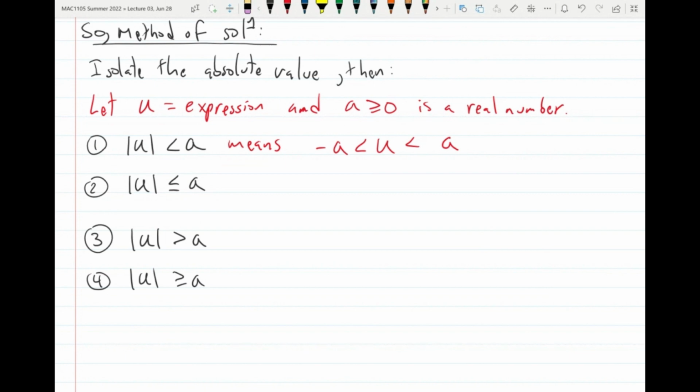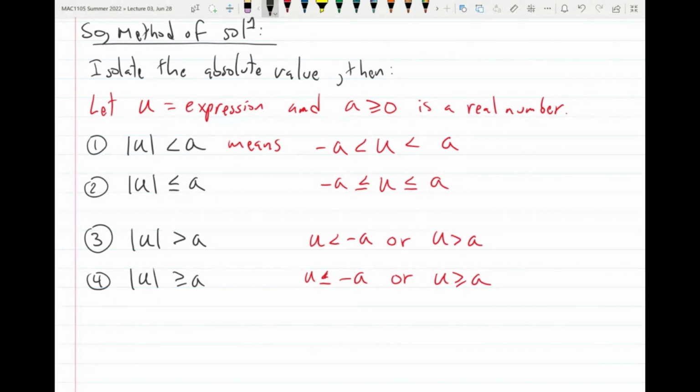Yes, that's what it means. If it's less than or equal to, exactly the same thing, but then you put the less than or equal to symbol. So remember that these are AND types. And if it's greater than a, then it's an OR type. It means that either u is less than -a, or is bigger than a. And over here, less than or equal to -a, or greater than or equal to a.